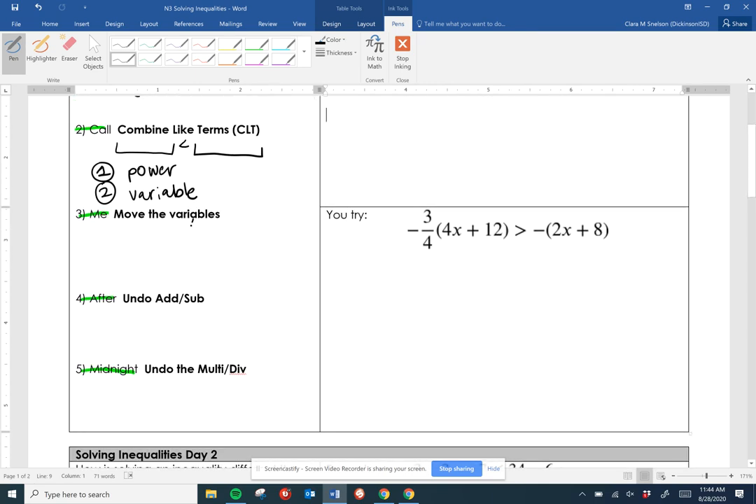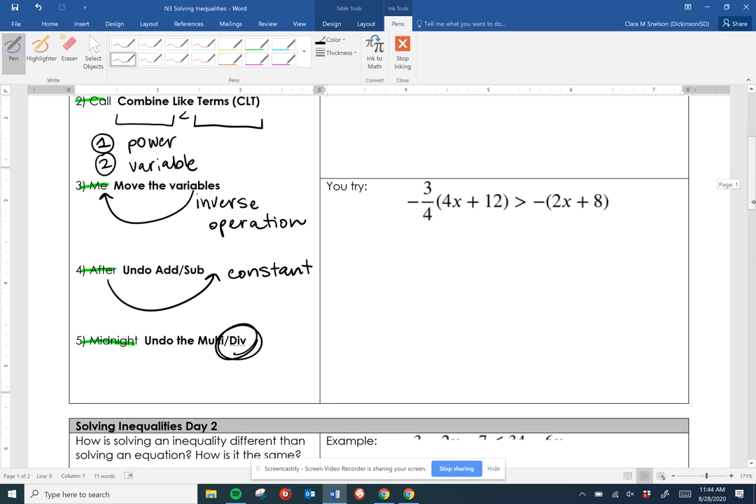Then we're going to move all the variables over to the left. We're going to do that using the inverse operation. So whatever is the opposite, we're going to use that to move it to the other side. And then also undoing the addition and subtraction, we're going to do the same thing, all the constants, we're going to move to the right, and we're going to use the inverse operation as well. And then very last thing, we're going to divide by the coefficient. Almost always we are going to divide.